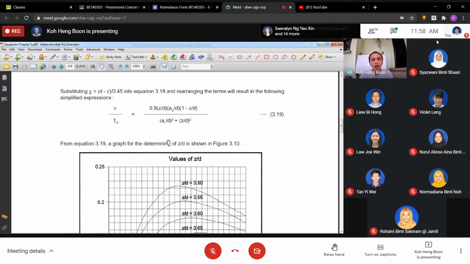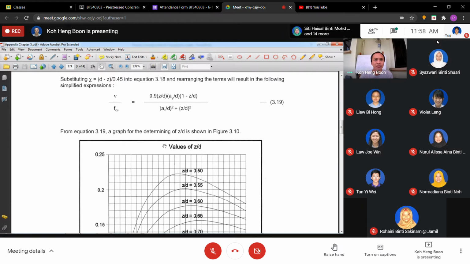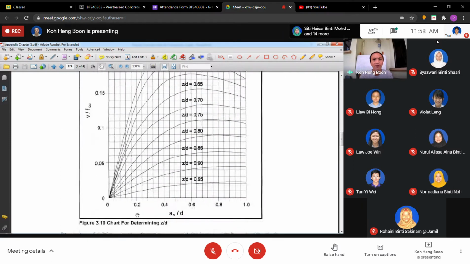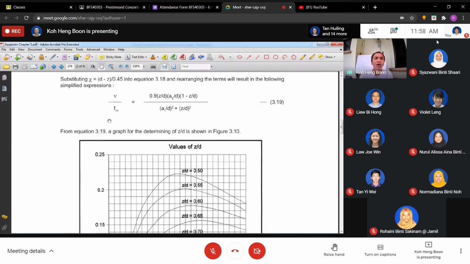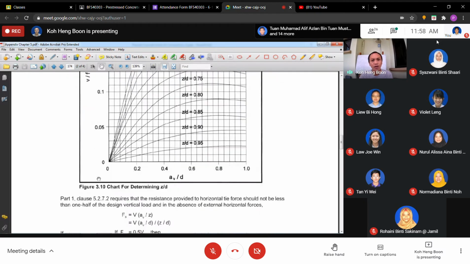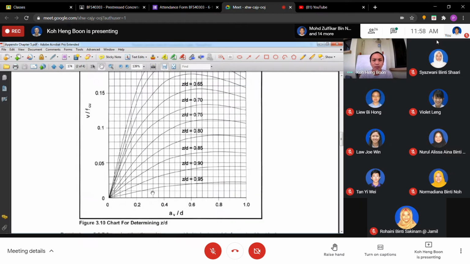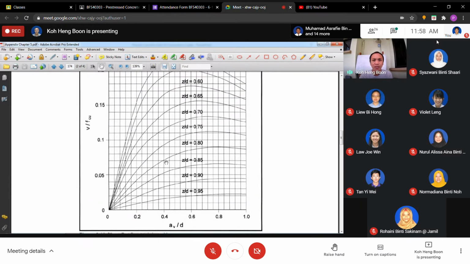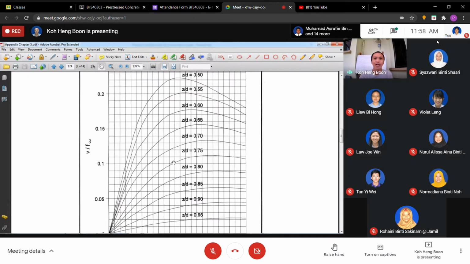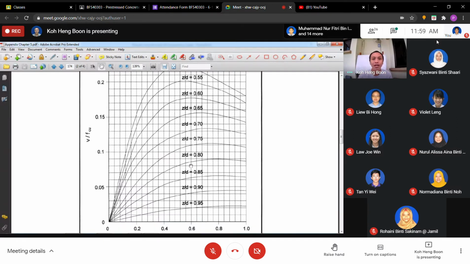From this equation, you can substitute with different Z over D and different AV over D, or with different V over FCU, and you can develop a design chart. This is a design chart that we are going to use in the design later on.